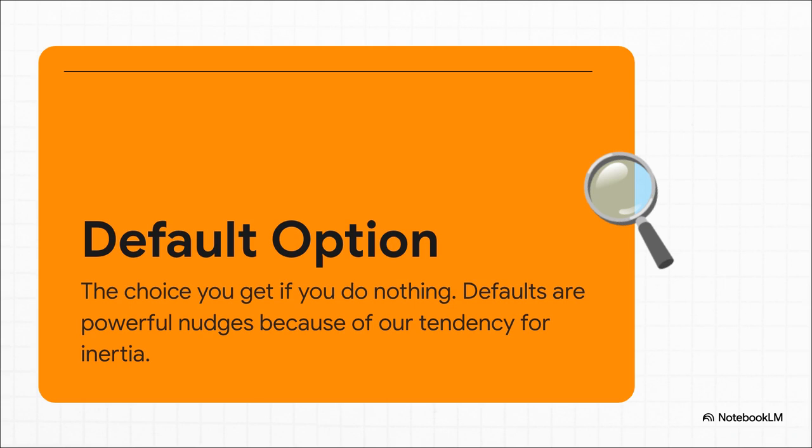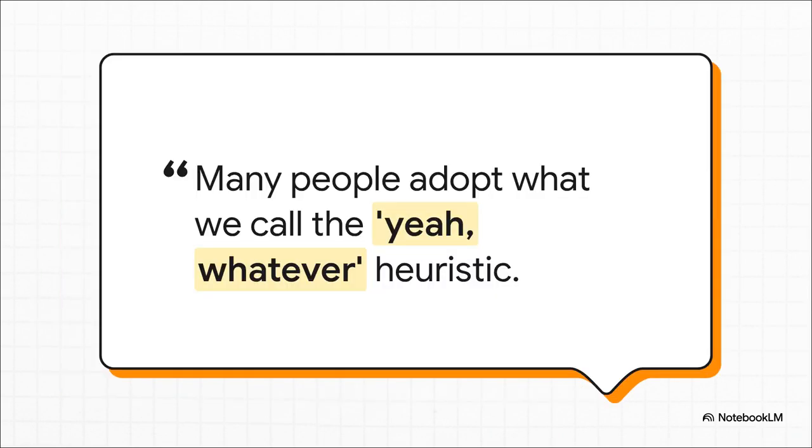We just saw how our brains like to take the easy way out, and defaults are the ultimate path of least resistance. The book has a fantastic name for this tendency, the "yeah, whatever" heuristic. You know that feeling, right? You're faced with a complicated decision, and your brain just kind of shrugs and goes, "yeah, whatever." And you just go with the pre-selected option.